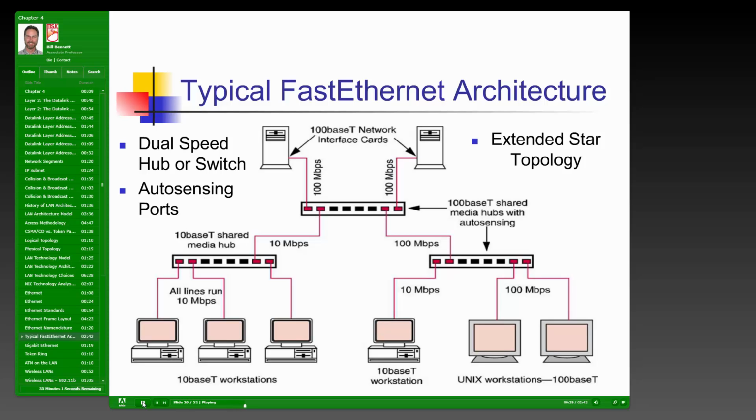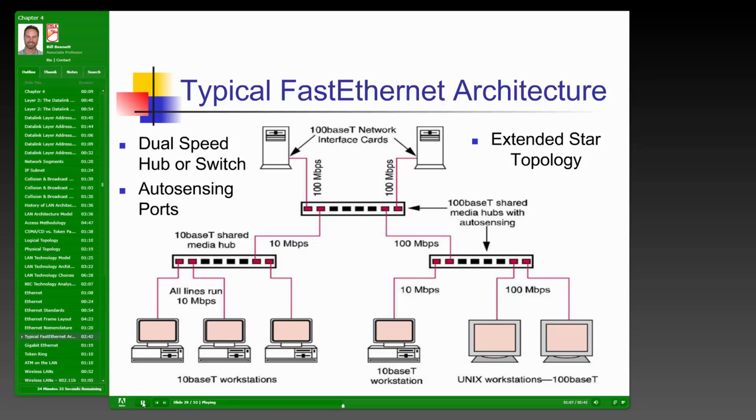But of course it is using dual speed hubs or switches, and so that means that each port as well as each interface that's attached to either the servers or the PCs, the desktops, can sense the speed of the traffic and adjust accordingly. So if it's receiving 10 megabit per second frames, then it will slow its speed down to 10 megabits per second. If it's detecting 100 megabits per second, then it can adjust and speed up and handle the 100 megabit per second traffic. So it's auto sensing both on the switch ports as well as on the modern network interfaces.